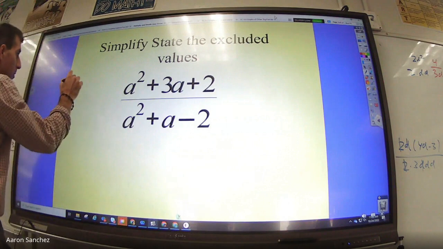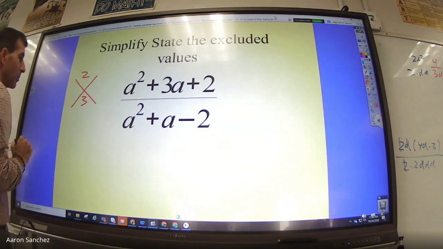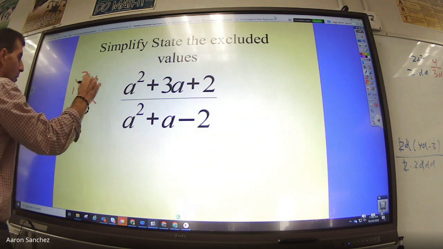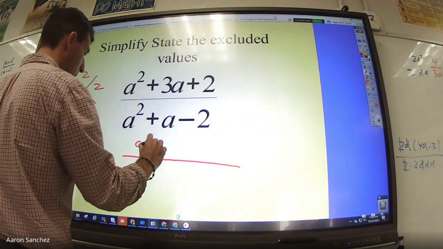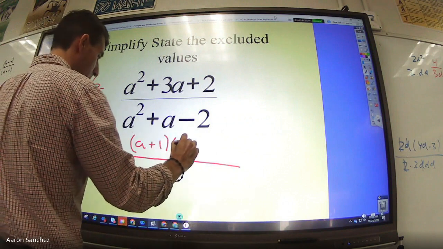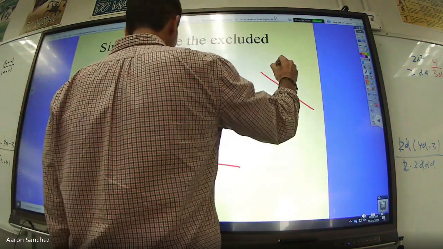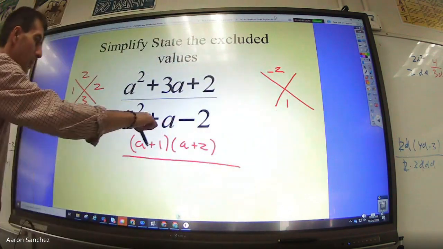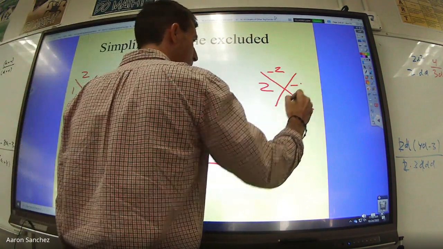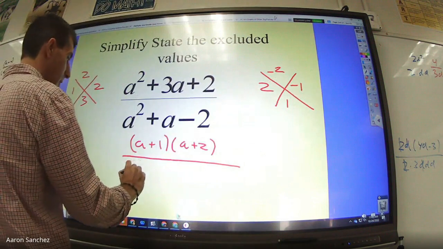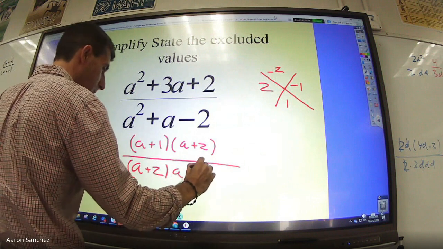So first thing we do, let's simplify the numerator. I got 2 and 3. What times what equals 2 and adds to 3? 1 and 2. So I got in the numerator a plus 1 times a plus 2. In the denominator, I got negative 2 and 1. What times what equals negative 2 and adds to 1? 2 and negative 1. So I got a plus 2 and a minus 1.